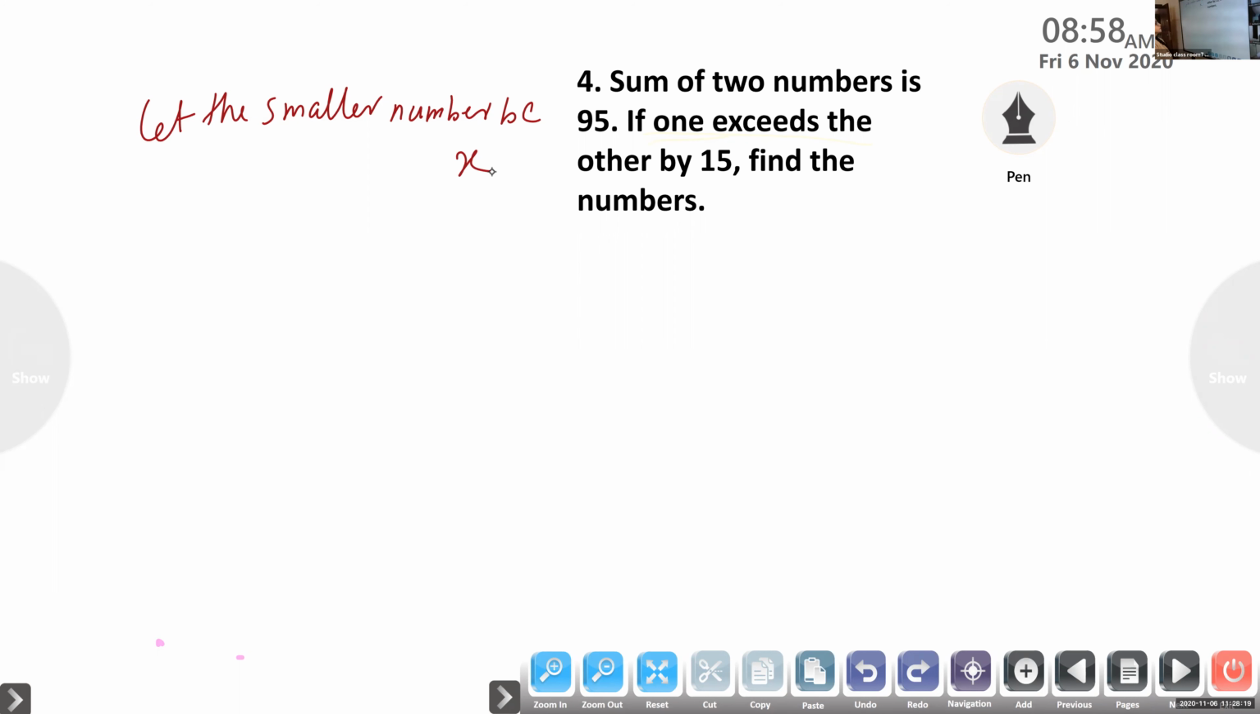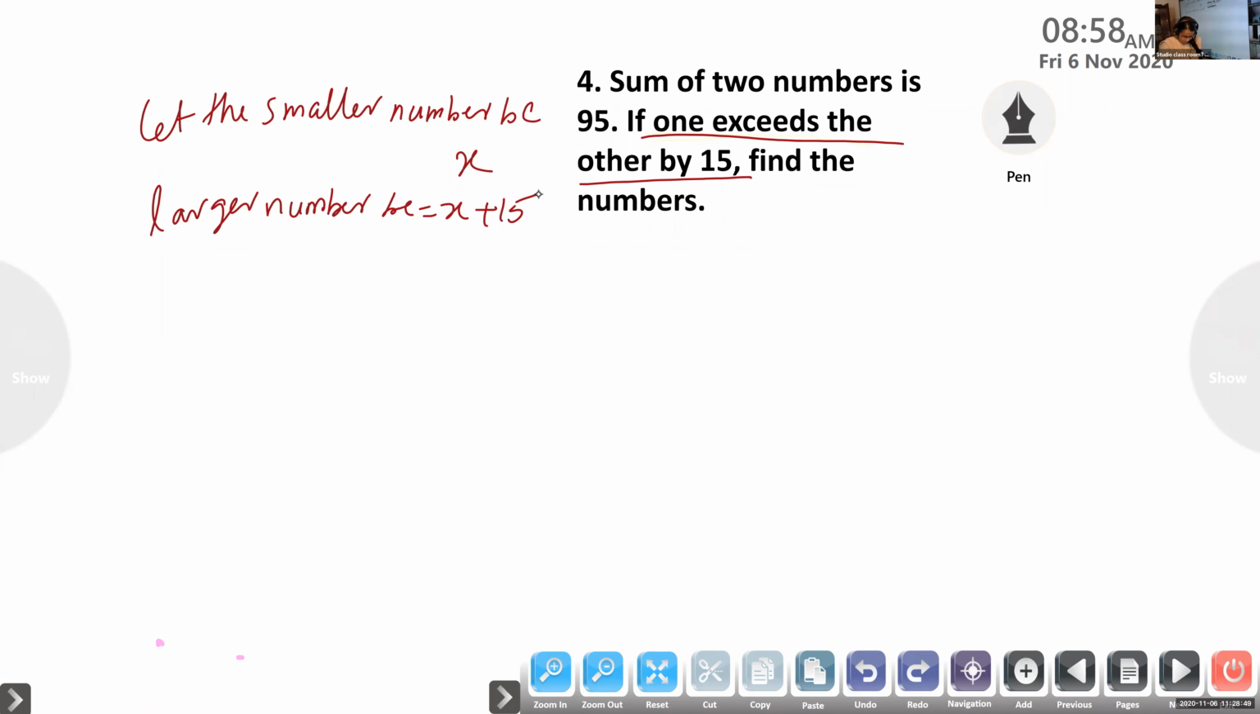Then what is the given condition? One number exceeds the other by 15. So what will be the larger number? x plus 15. Yes, very good. Let the larger number be x plus 15. And the sum is 95. So the sum of these two numbers is 95.